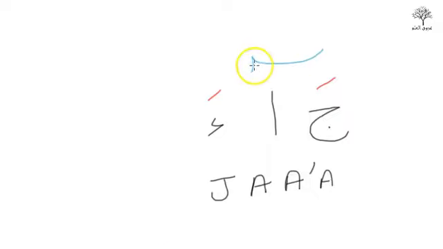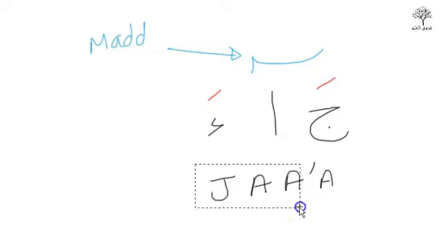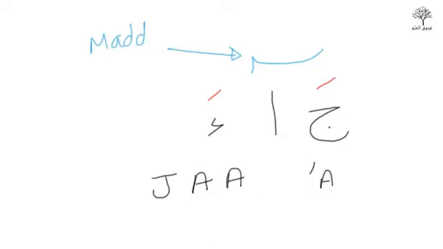Now in today's lesson we're going to be talking about this shape here. This is known as a mad. This basically stretches the sound that comes before it. Because A comes before it, you're going to stretch it now. Say it with me. Ja.